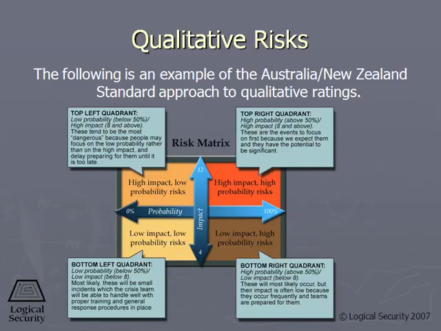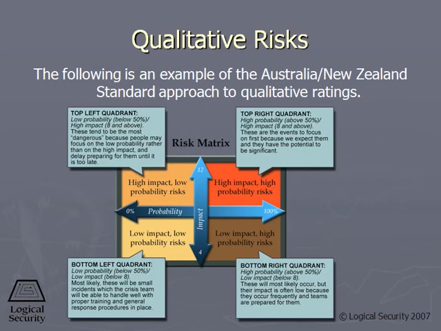Now qualitative, again, I said it's based on ratings, and it's up to the group on the types of ratings you're going to use. It can be 1 through 10, A through F, high, medium, or low. That would be qualitative. And this is a common example.